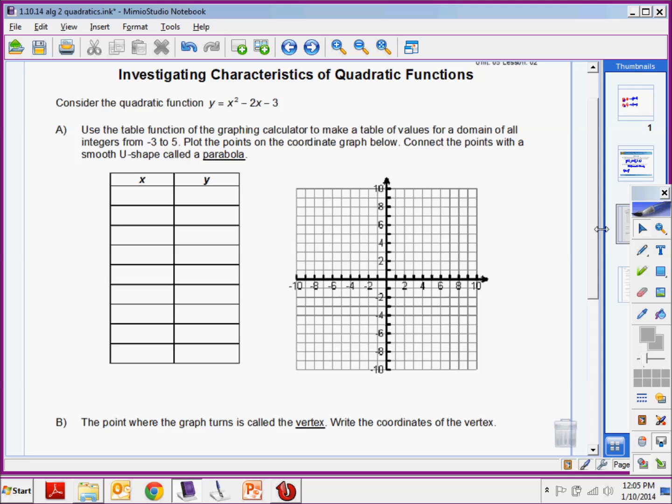Negative 3 and 5. You missed it. Hey guys, read the paper. It says it only wants the values between negative 3 and 5. So you're filling in negative 3, negative 2, negative 1. So those are the values you're looking for.